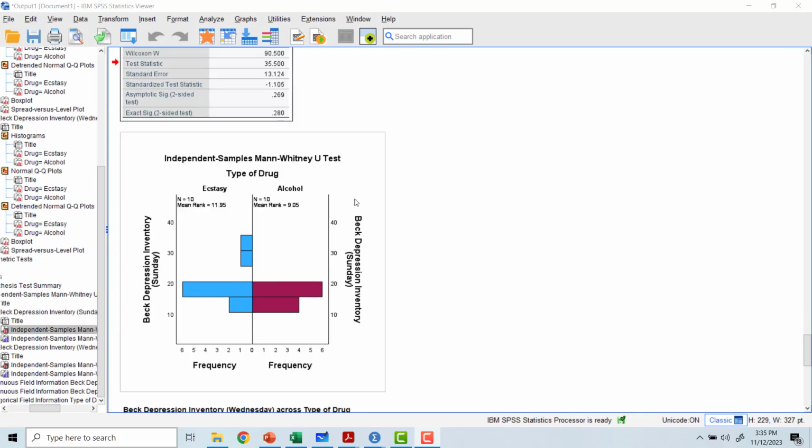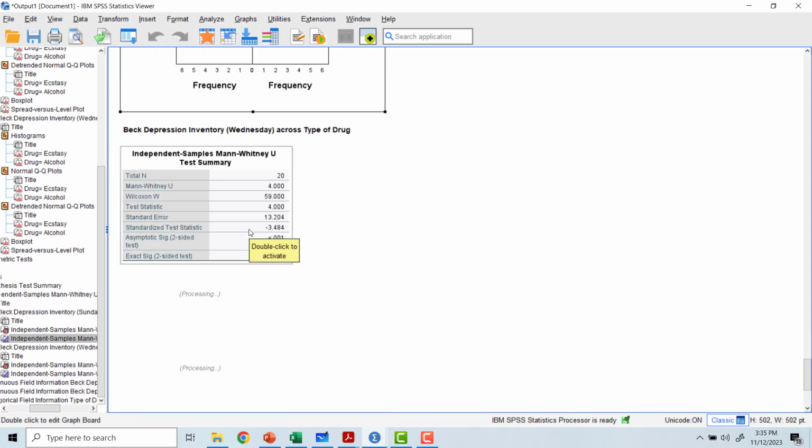So beyond the p-value, what can we see? Well, this is the Sunday, and you can see we actually have frequency charts for the different scores. This is kind of like the population pyramid that you did in week 2 of the class. You can see that for ecstasy and alcohol, the mean rank for ecstasy is a little bit higher than the mean rank for alcohol, but there isn't a huge amount of difference.